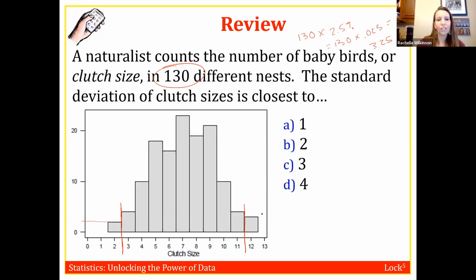Okay, once I cut off my 2.5% on either side, I look at where my lines cross the x-axis. I'm going to take the big number minus the little number divided by 4. So my big number would be 11.5 minus my little number of 2.5, and then divide by 4. So that's 9/4, which is 2.25. So the closest answer on there would be 2, which is what it looked like all you guys got.